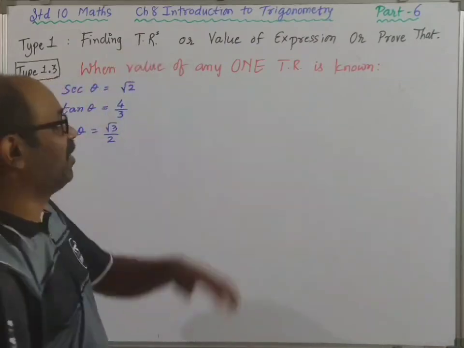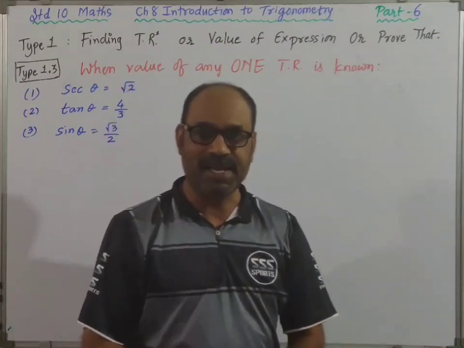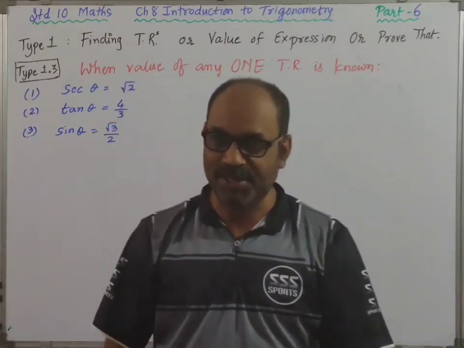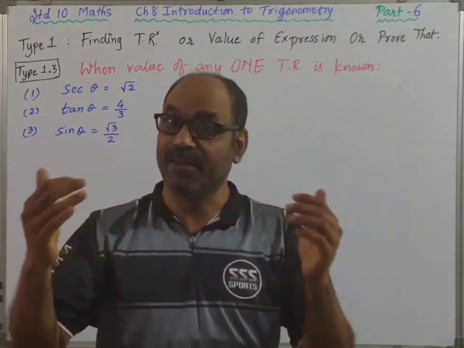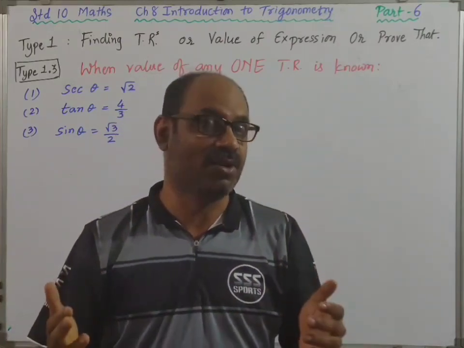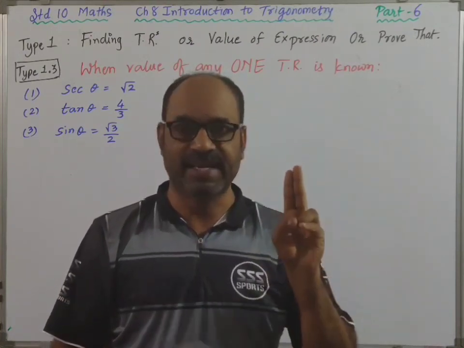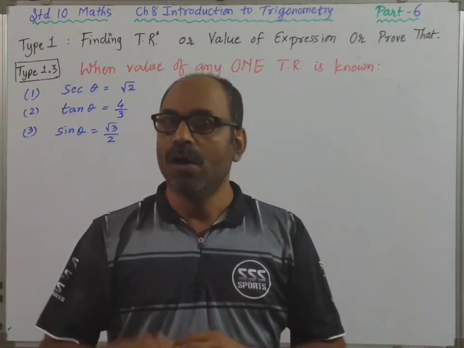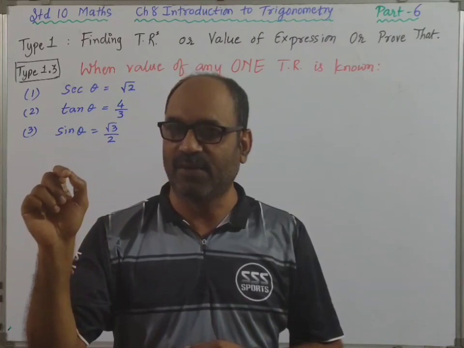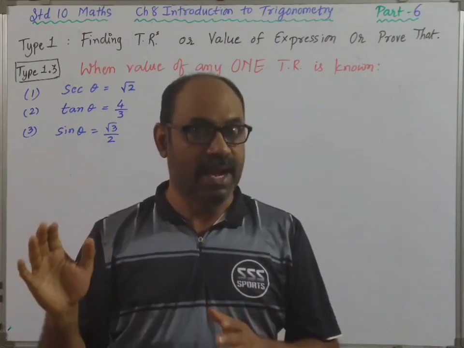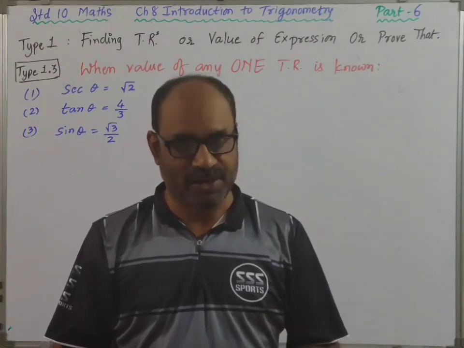Standard 10 Maths Chapter 8 Introduction to Trigonometry, and we are into the 6th session. In the previous session, we learnt how to find the values of trigonometric ratios when two sides of a right triangle are known, or one side and one angle. Specifically, it should be 30 degree, 45 degree or 60 degree. That is known. Then you can easily find out all 6 trigonometric ratios.